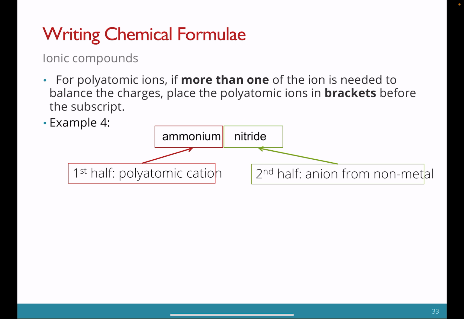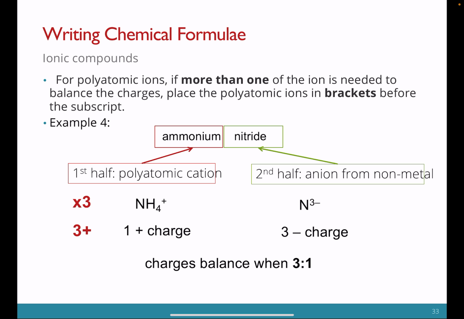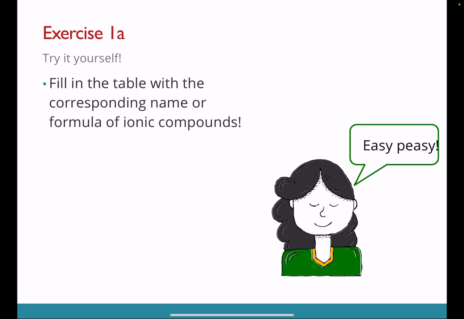Let's look at another example, ammonium nitride. Ammonium is a polyatomic cation, nitride is an anion from nitrogen. So here are their formulas. Notice that the charges currently do not balance. To balance it, I need to multiply ammonium by 3. Hence, the charges will only balance when it's 3:1, and this would then be the correct formula.